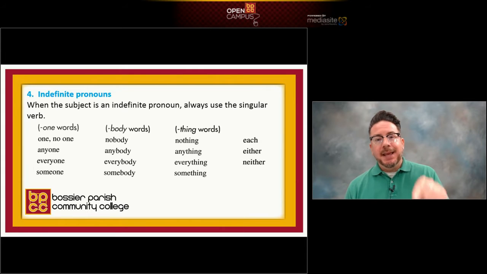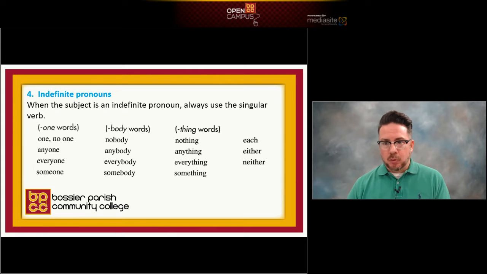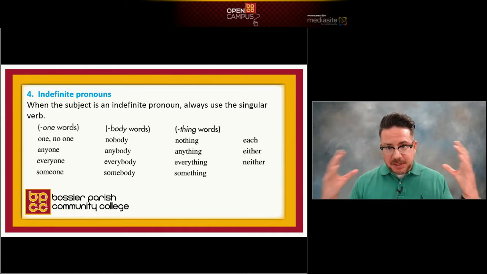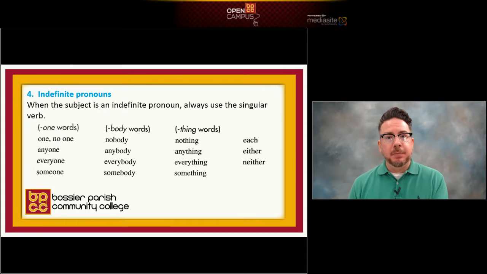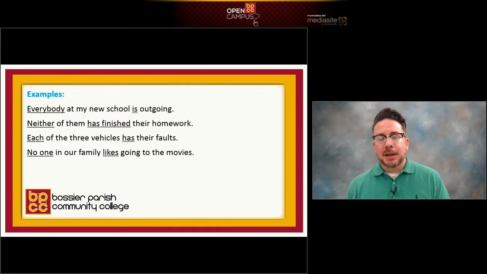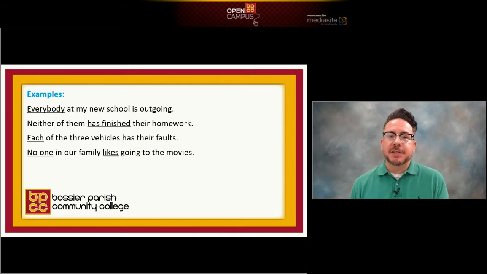Like if I say he or it or they, I have a specific person or thing or people in mind. But if I say things like anyone, everyone, nobody, anybody, nothing, anything, I could be referring to any indefinite item, person, or place. So anytime we have a subject that is an indefinite pronoun, we always use the singular verb.